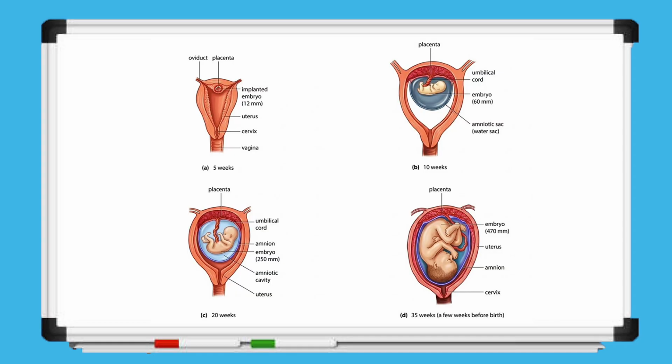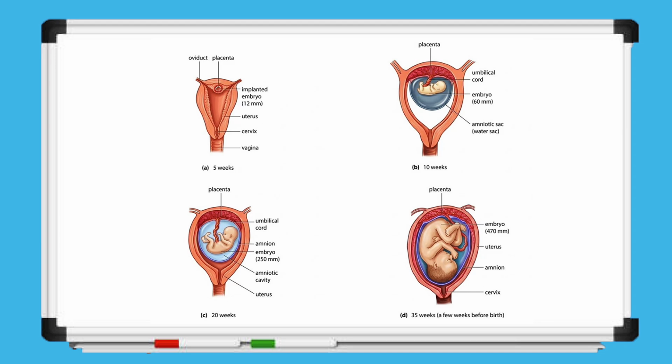At about 20 weeks, the fetus grows rapidly and reaches approximately 250 millimeters in length. It is now more active and continues developing inside the amniotic cavity, which is filled with fluid. The placenta is usually attached to the upper part of the uterus and continues to supply oxygen and nutrients while removing waste products. By around 35 weeks, the fetus is nearly fully developed and measures about 470 millimeters.